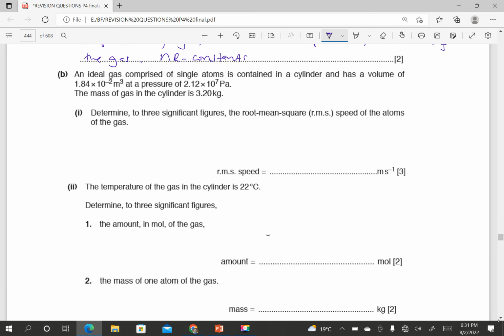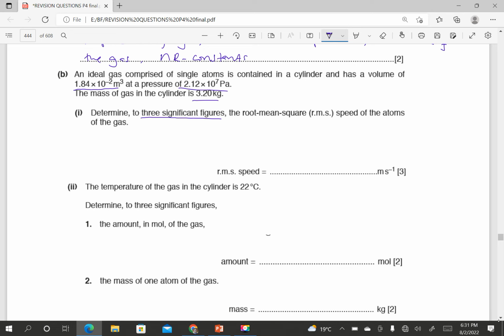An ideal gas comprised of single atoms is contained in a cylinder that has a volume of 1.884 times 10 power negative 2 meters cubed at a pressure of 2.12 times 10 power 7. The mass of the gas in the cylinder is 3.20 kilograms. Determine to three significant figures the root mean square speed of the atoms.